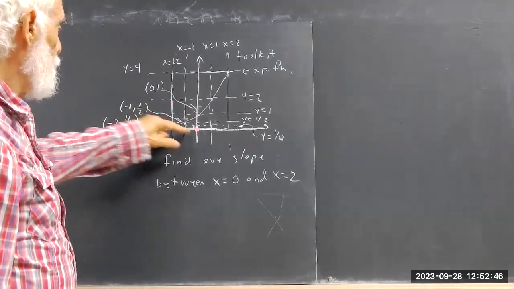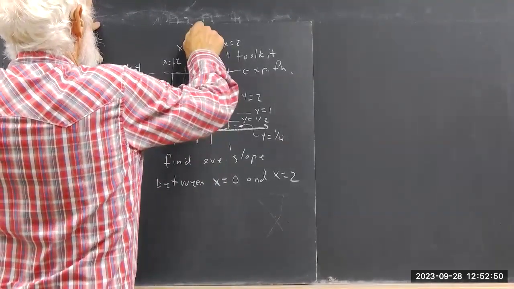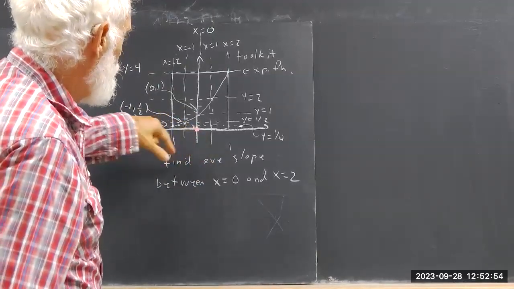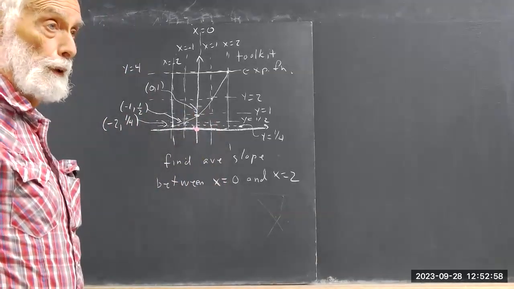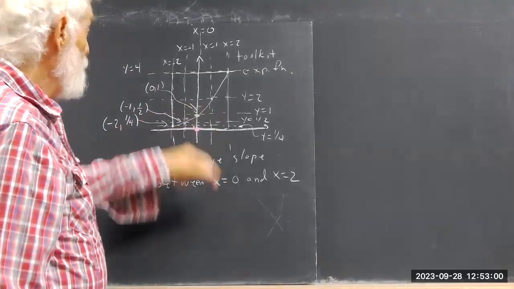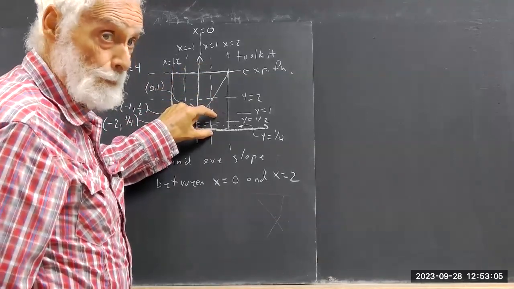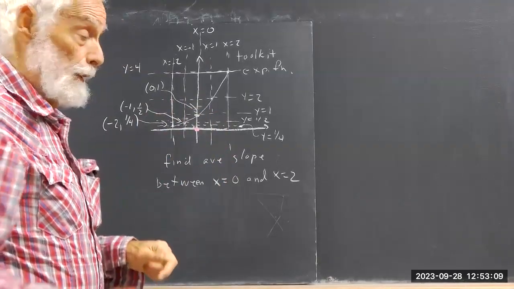This point occurs where the x equals 0 line crosses the y equals 1 line. So that's why the coordinates of this point are (0, 1). And why is this 1? Because if you cut 4 in half, you get 2. If you cut that in half, you get 1, etc. Okay? Make sure you understand every detail of that.